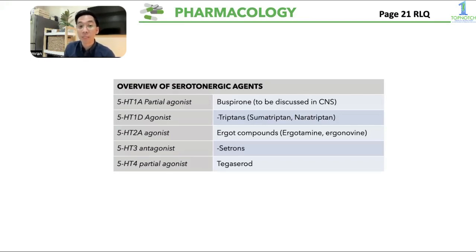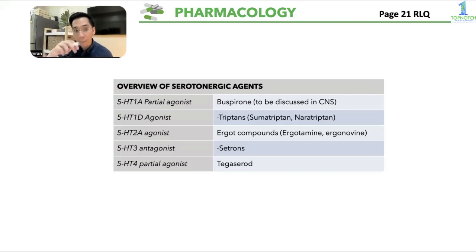And this will be further discussed by Gabby soon in the next coming topics, your CNS topics. Next, we have 5-HT1D. 1D sounds like One Direction, right? You'll have a trip to the UK. Upon arriving in the UK, you suddenly get a headache. To remember triptans: your triptans are involved in the treatment of your migraines. They are 5-HT1D agonists.